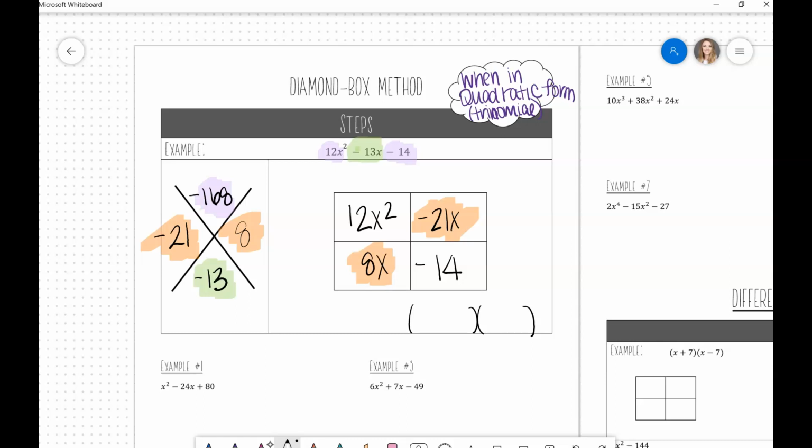From here, we're going to start filling out the sides. So you could start right here, for instance, and ask yourself, what is the greatest common factor between 12x squared and 8x? What's something that goes into both? And that would end up being 4x. 4x times 3x gives me 12x squared. 3x times a negative 7 gives me negative 21x, and 4x times 2 gives me 8x. You know that you did this correctly if 2 times negative 7 is negative 14. My box makes sense. So we know that it factors into 4x minus 7, 3x plus 2.